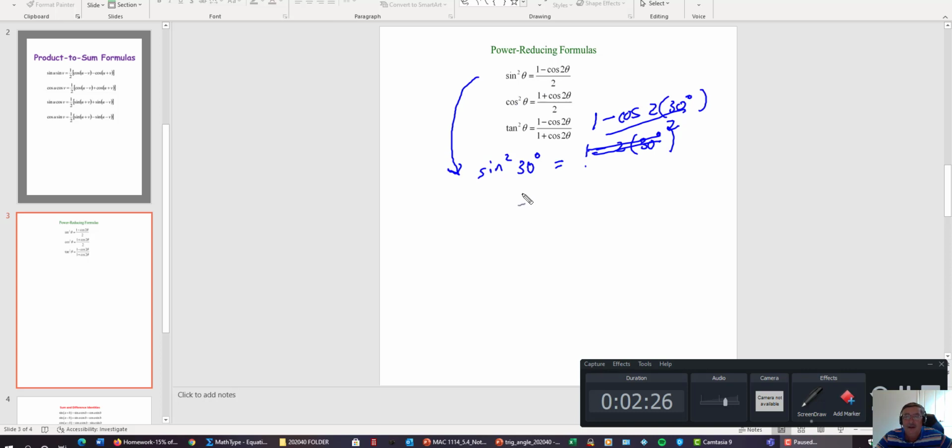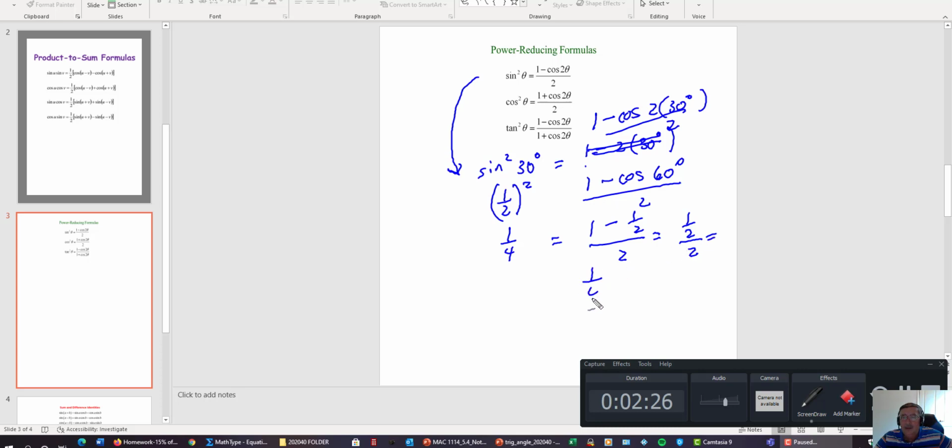So just having a little fun here. The sine of 30 degrees is 1/2. If you square that, you will get 1/4. And then the cosine here would be of 2 times 30. So this would be 1 minus the cosine of 60 degrees over 2, which equals 1 minus 1/2 over 2. I know you guys love fractions. 1 minus a half is a half, divided by 2 is again 1/4. So you can put these in, ladies and gentlemen, into any of these creatures here.